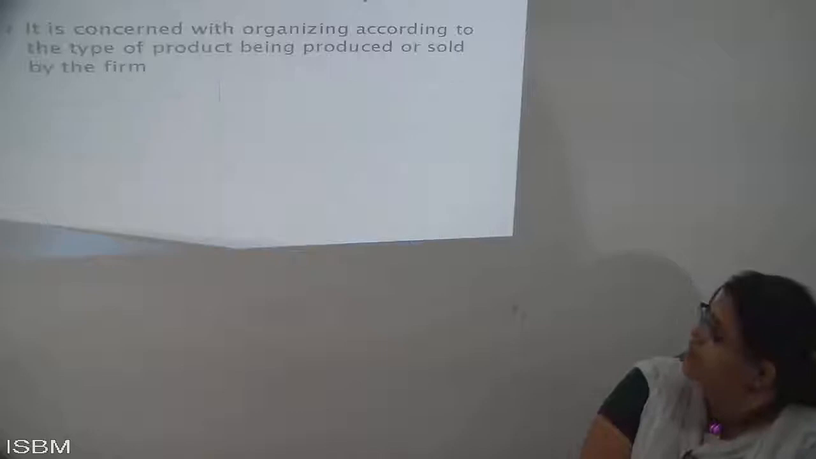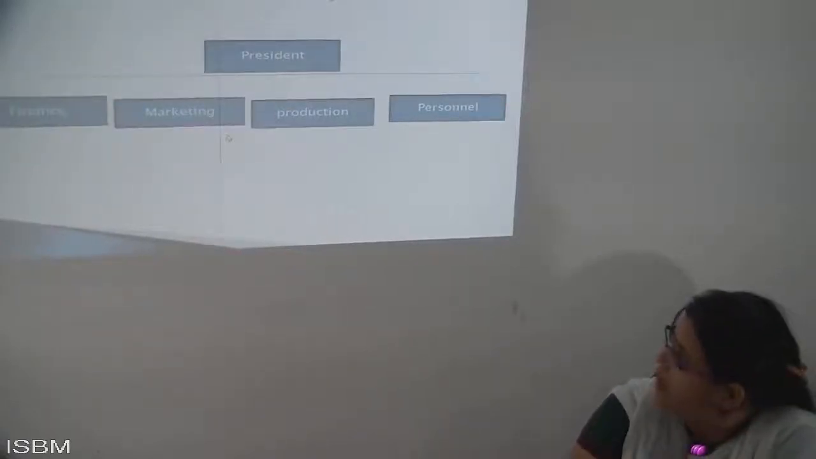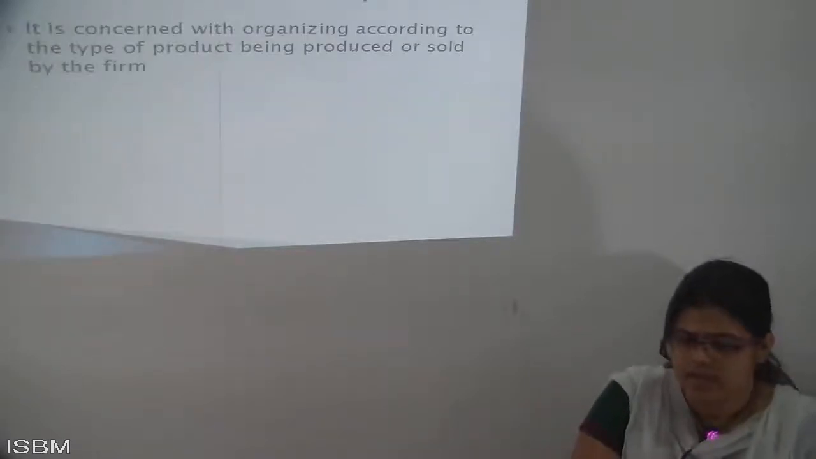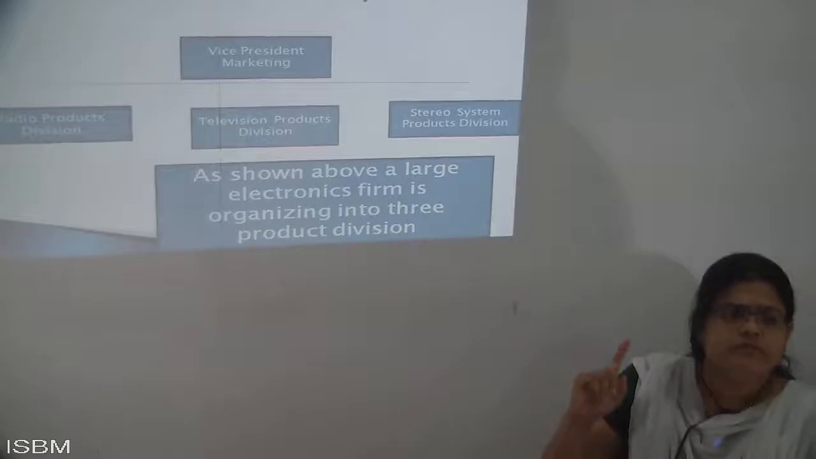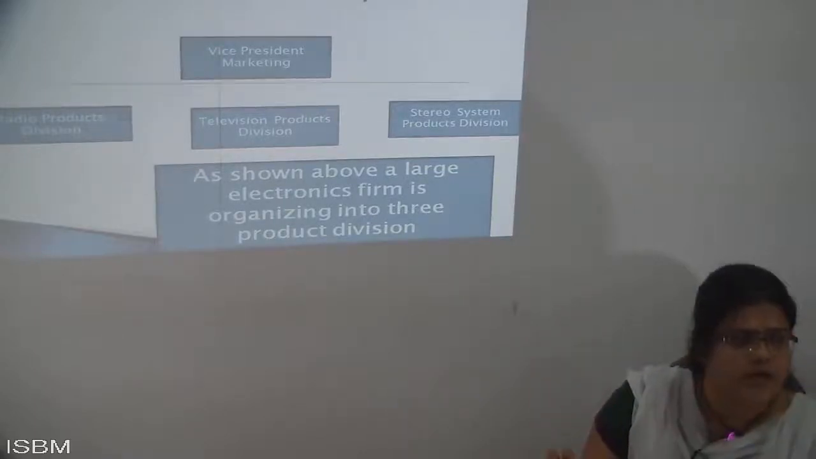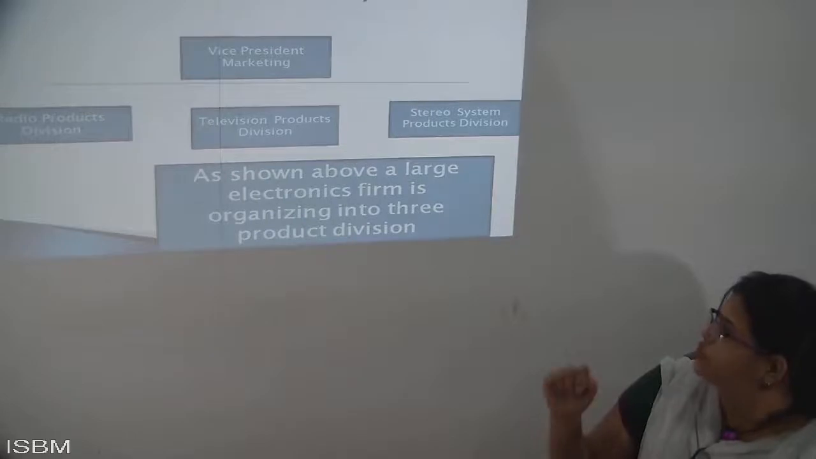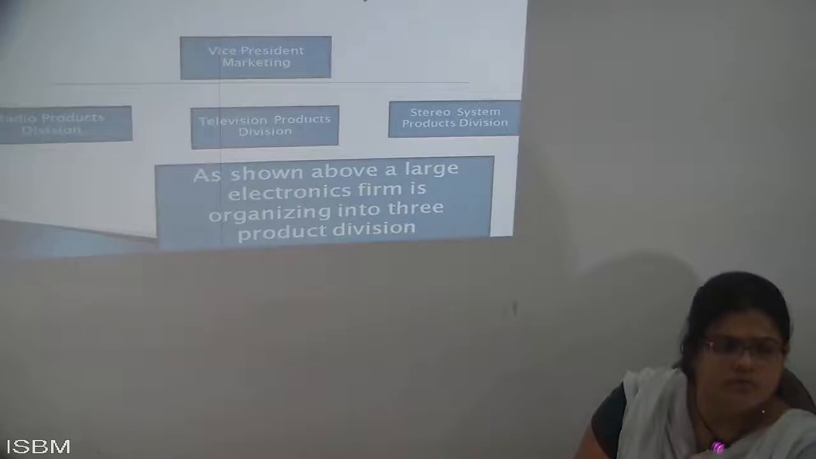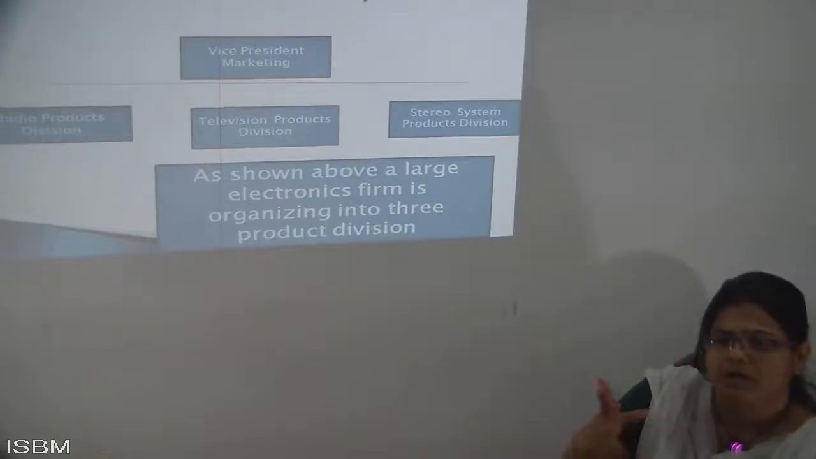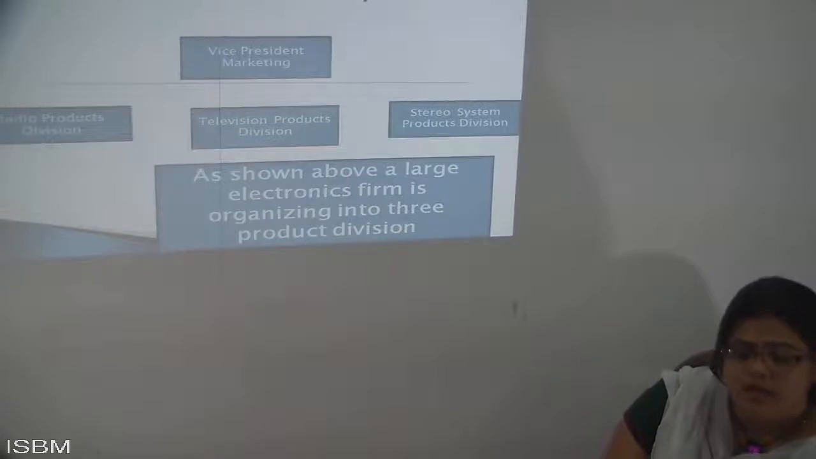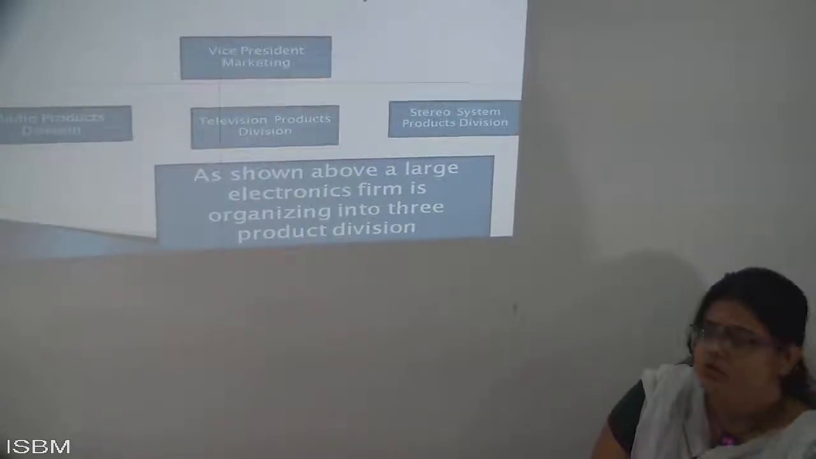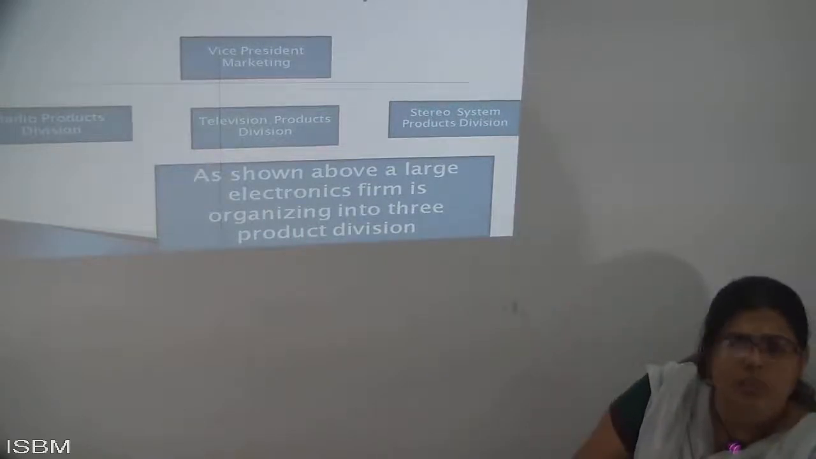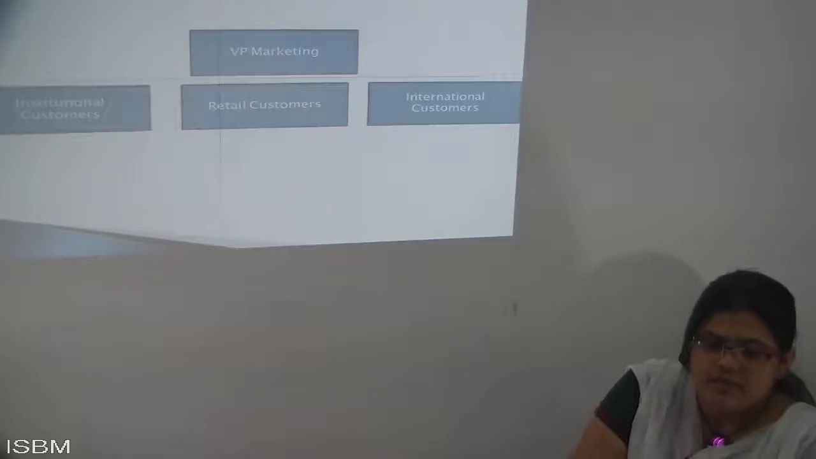As we have seen previously, in marketing you have two pyramids, and with the help of these different pyramids the work is allotted division by division. That is why, as shown in bold, a large electronic firm is organized into three different product divisions. Here the marketing process is given to you: how you do the marketing with the help of different product divisions and complete that task.